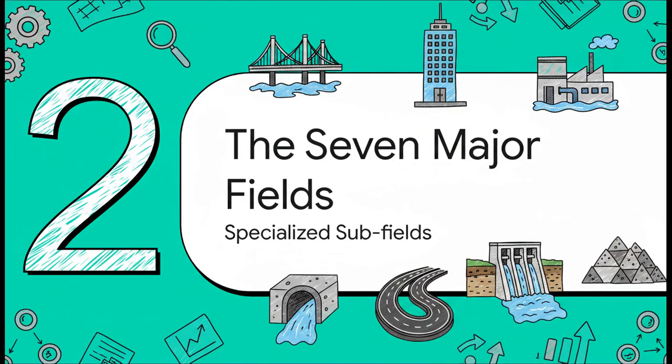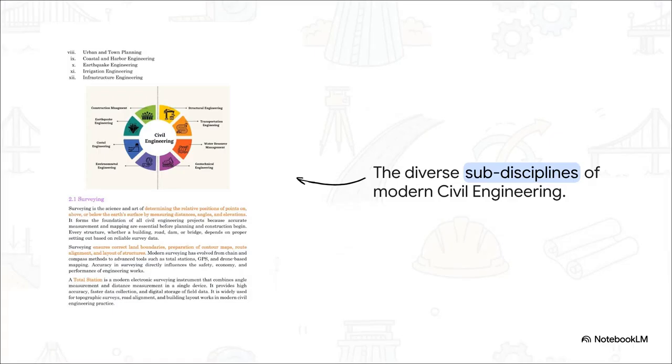Section 2. The 7 major fields, specialized subfields. Now, modern civil engineering is actually made up of several incredibly diverse subdisciplines. Think of structural engineering as the skeleton of a building, like the massive, rigid steel frame of the Empire State Building. Geotechnical engineering, on the other hand, acts as the roots, kind of like the incredibly deep foundations holding up the towering Burj Khalifa. And transportation engineering? Well, that's the circulatory system, akin to the Golden Gate Bridge connecting entire communities.